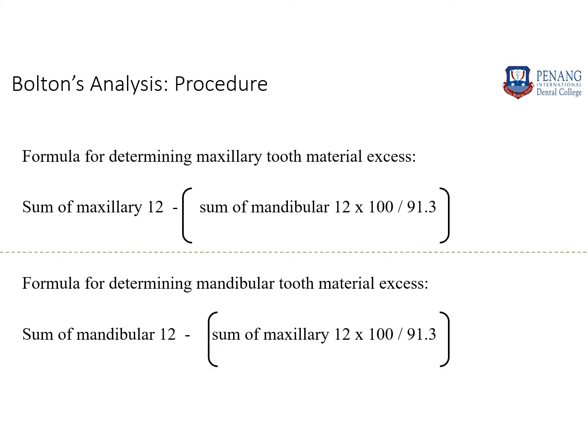In Bolton analysis, you can further determine the maxillary tooth material excess, which you just calculated using the overall ratio formula. For this, you will use the sum of maxillary 12 minus the sum of mandibular 12, times 100, divided by 91.3. If you want to calculate the same for the mandibular tooth, you will switch the numbers, and instead you will use the sum of mandibular 12 minus the sum of maxillary 12, times 100, divided by 91.3.